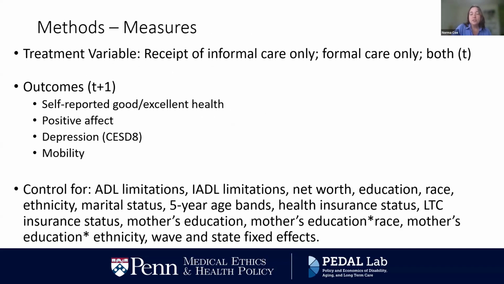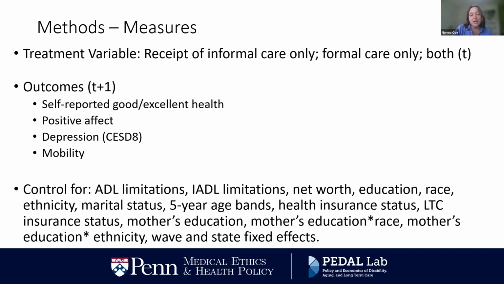The treatment variable is three-pronged. So you can be receiving family care or informal care only, formal care only, or both at time T. And then we're looking at outcomes 2 years later, because that's when the Health and Retirement Study's intervals are. And we look at self-reported good to excellent health. We look at positive affect, depression, and mobility.